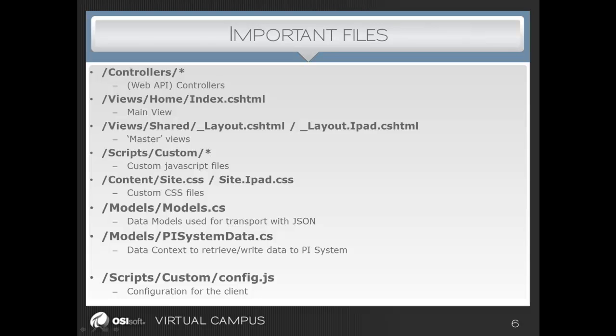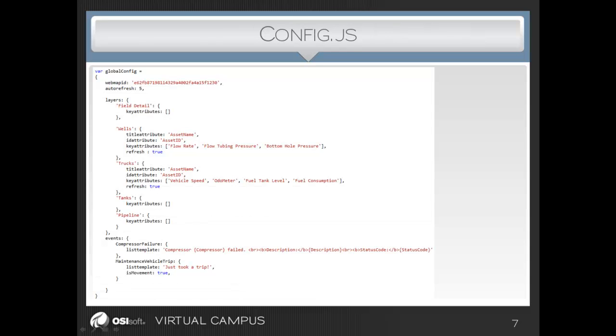And one very important key file is the config.js file located in scripts/custom. And this file really configures the client to see what layers are added to the map and what kind of configuration they have. So we'll take a closer look at that file. The config.js file really lets you configure how the different layers are presented and what kind of data is attached to those layers.